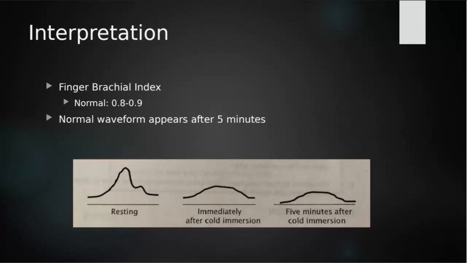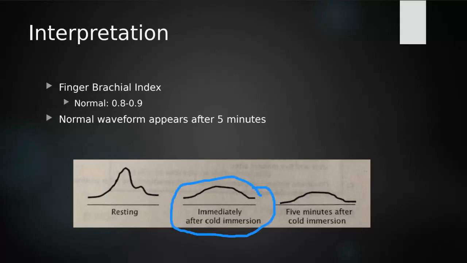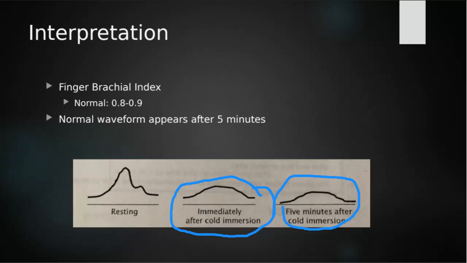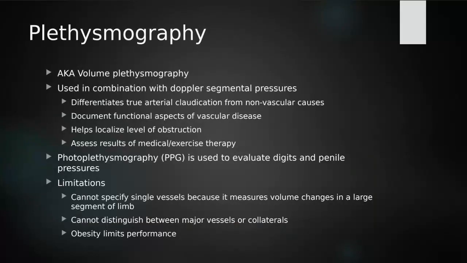So before we actually do the segmental pressures, before we submerge them in cold, this is going to be their resting waveform. Immediately after we take their hand out of cold, this is normal. It's normal to lose that arterial waveform while the hand is still cold. But if after 5 minutes that resting waveform does not come back and it still looks like this, well, then we have to question some sort of blockage going on.